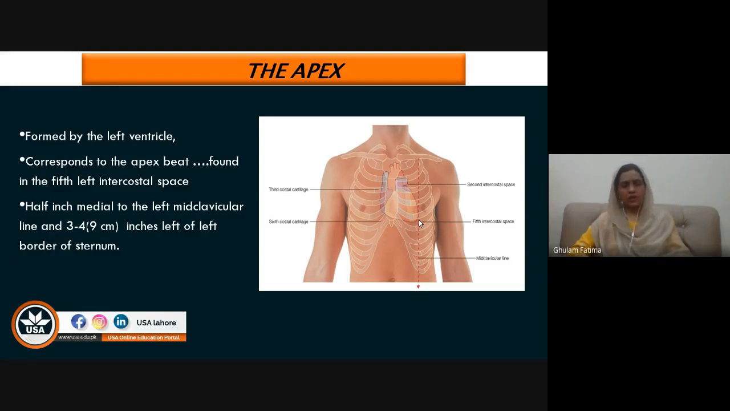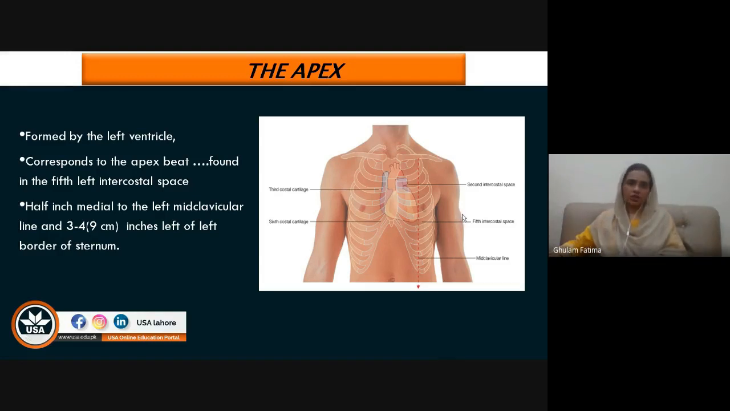As you all know, ventricles have very thick muscular walls, and especially the left ventricle, because it has to pump blood to the whole body. That is why it has very thick muscular walls. These very thick muscular walls, along with the thrill associated with the blood ejecting, give you a very palpable beat, and that point is called the point of maximum impulse or the apex beat.